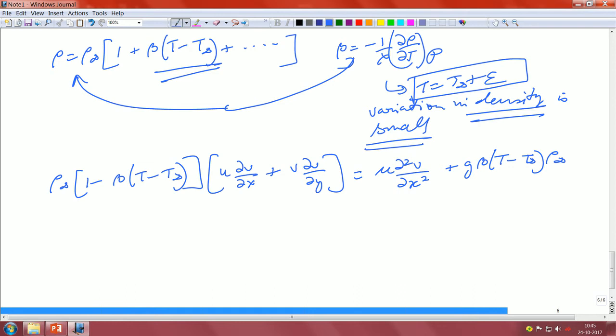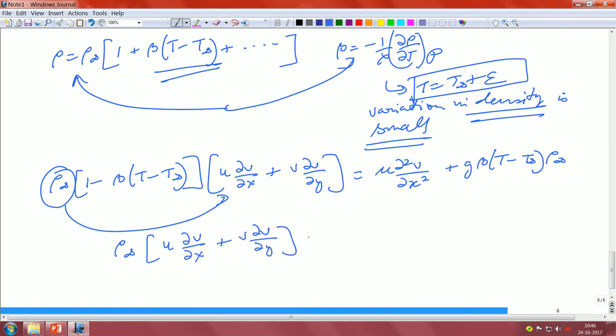But however, what we are going to do is take only the dominant term. So, we are going to take this term only associated with this, as we told earlier. So, we are going to take it as rho infinity times u dv/dx plus v dv/dy is equal to mu d square v/dx square plus g beta into T minus T infinity into rho infinity.